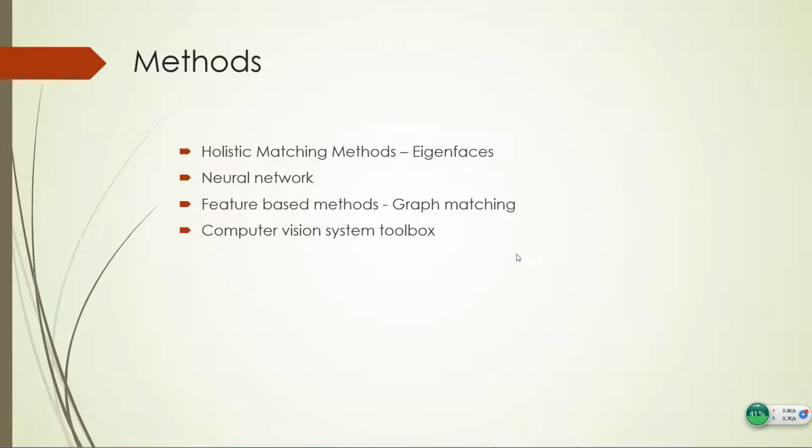To achieve my goal, there are four methods that I tried. The first one is the holistic matching method, such as aging faces. The second one is neural network. The third one is the feature-based method, such as graph matching. And the fourth one is the Computer Vision System Toolbox, which is the one I chose for this project.